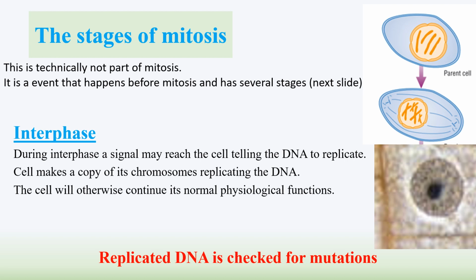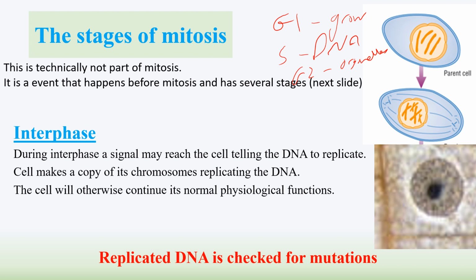Remember, there are different stages of interphase. So there is what we call G1 stage, and that is where the cell grows and it makes proteins in order to do DNA replication. You have S stage, which is where the DNA replicates, and you have G2, where organelles such as mitochondria, ribosomes, etc. replicate ready to become 2 cells.